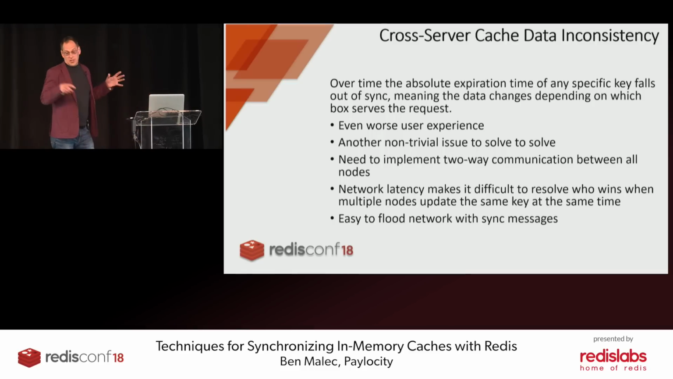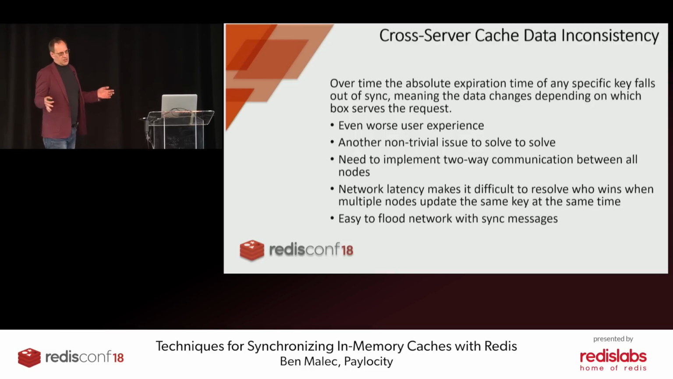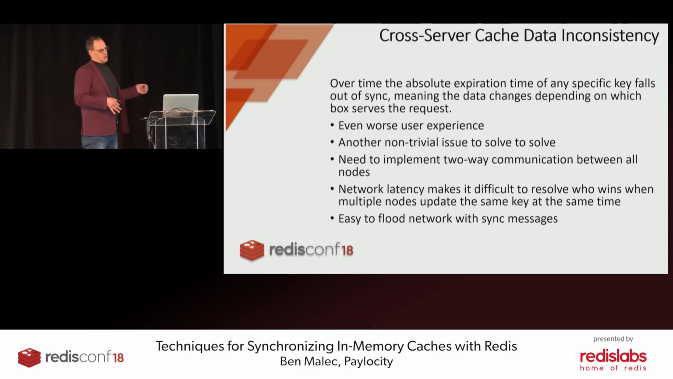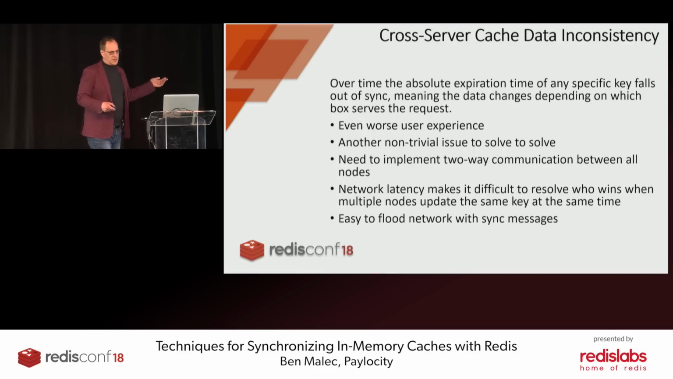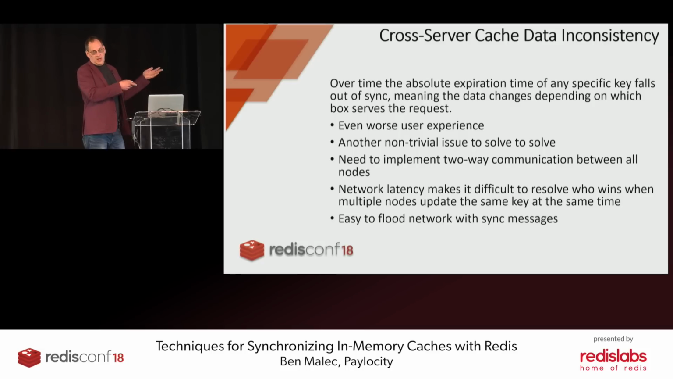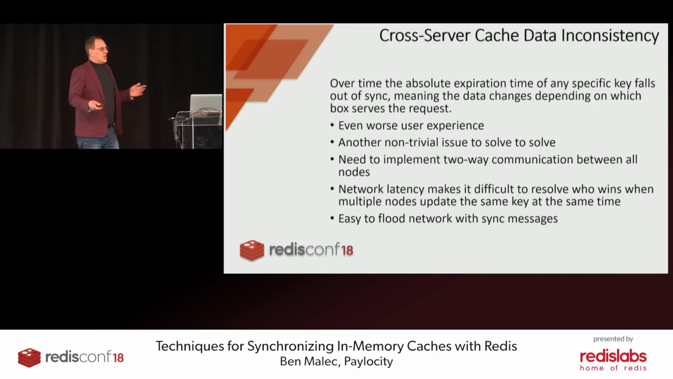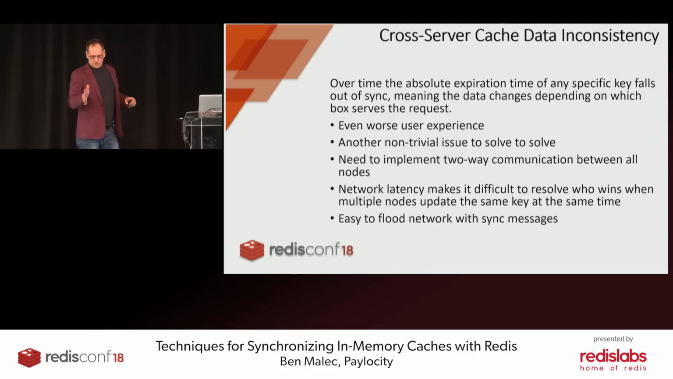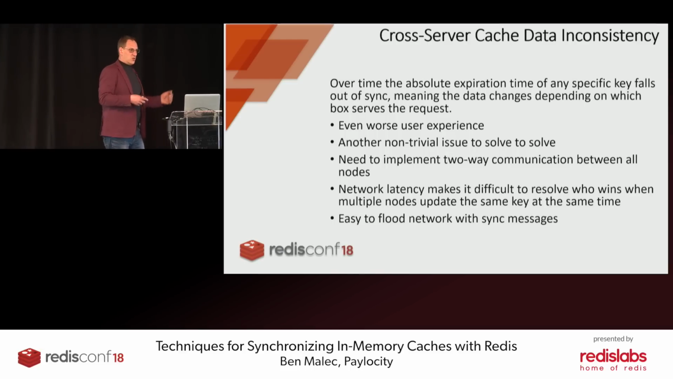Another problem you run into when you have an in-process cache on each web server is that they're all independent. So over time, the cache expiration times fall out of sync. On server 1, maybe the value will expire in a minute. Server 2 is 5 minutes. So now you've actually got a worse user experience because the data's changed in the underlying store, but depending on which web server processes the request, you may see old values, you may see new values.